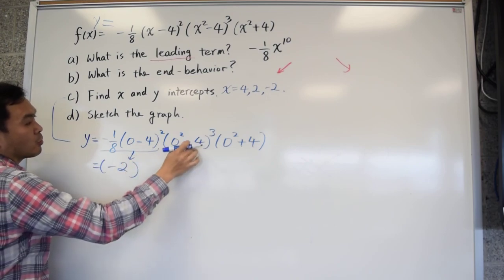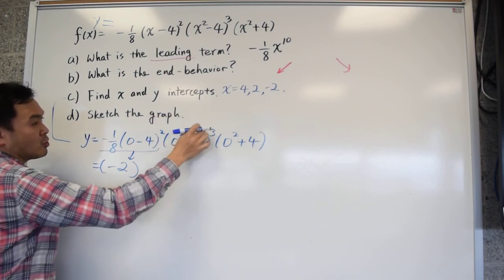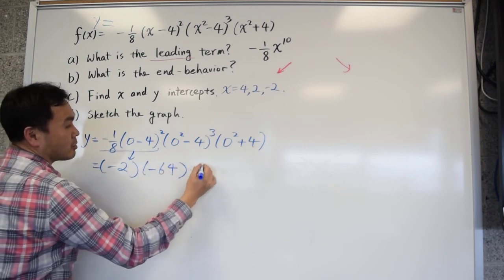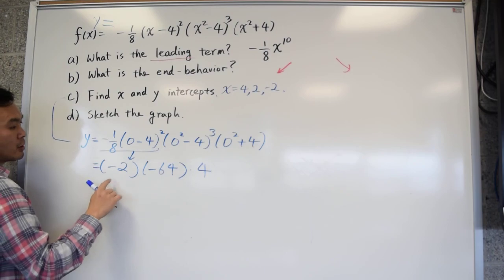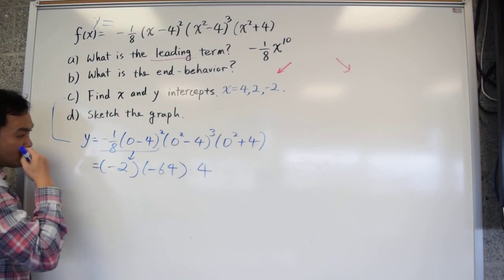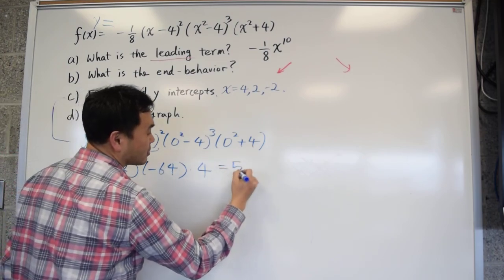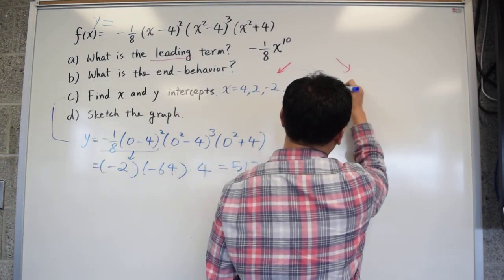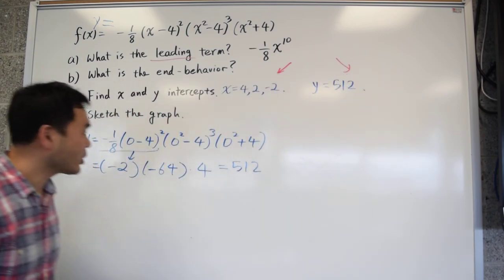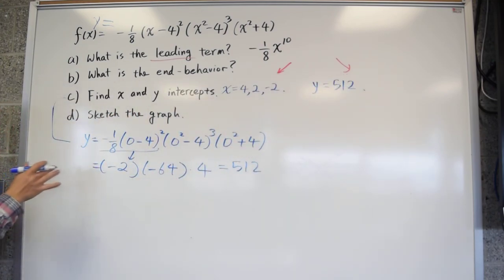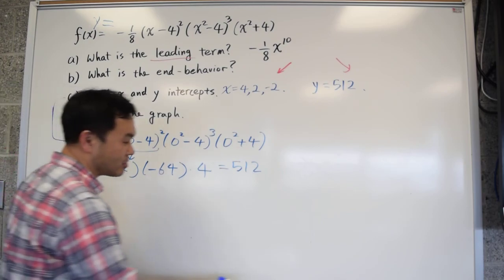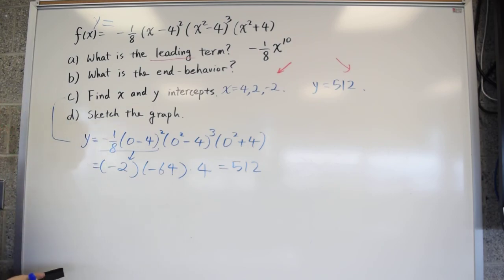Okay. 4 cubed is 64, but negative cubed is still negative, so it's negative 64. And then times 4. That's 8. 8 times 64 is 512. So that's quite big. The y-intercept is 512. I did this rather quickly, but if you sit down and do the calculation, you'll find that y is indeed 512. Okay? It's not hard, right? It's just long. Yeah, you can do it, right?